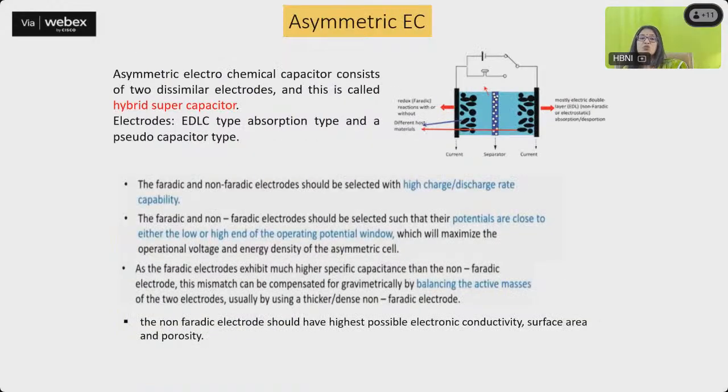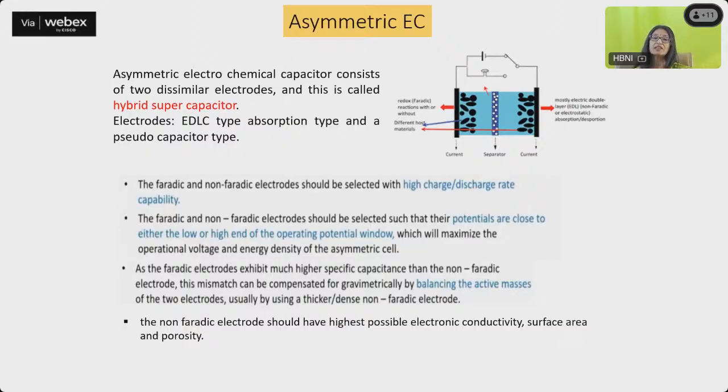Then you have something which is known as an asymmetric capacitor. What is that? This is a hybrid supercapacitor. So what is happening? You have an EDLC type adsorption electrode on one side, and on the opposite side, the counter electrode is basically a pseudocapacitor. So on one side you have double layer capacitance, on the other side you have pseudocapacitance. So you have to understand that you cannot just combine anything with anything. Some groundwork has to be done when you are making these kinds of combination or hybrid capacitors.